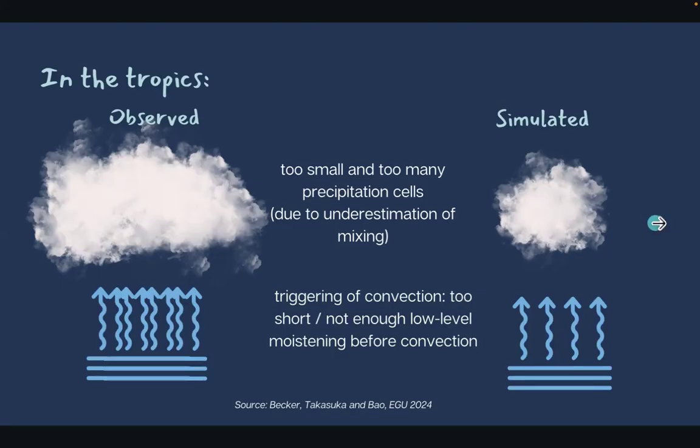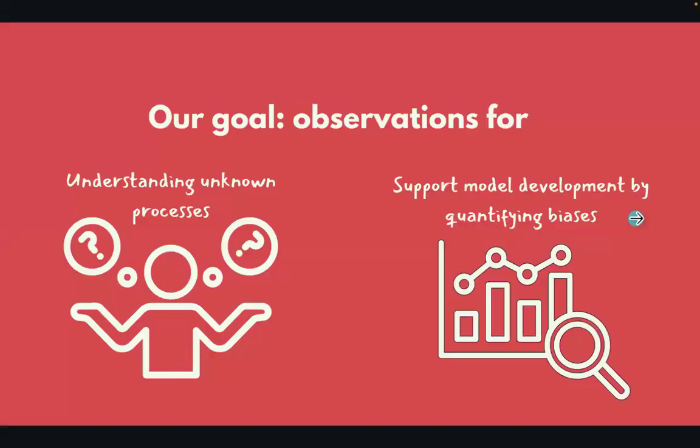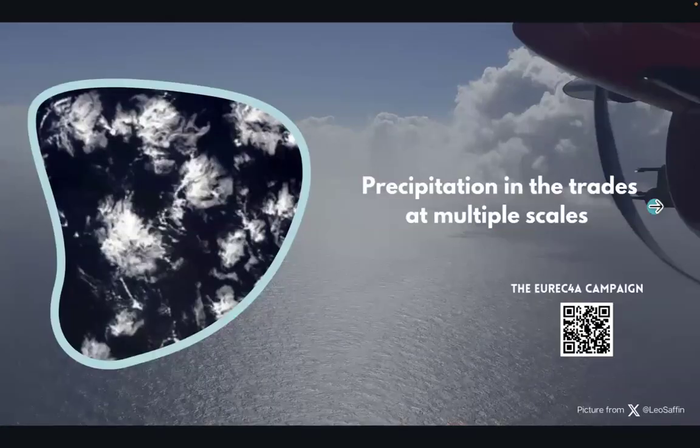Here, to understand if these hypotheses are real, and if we are going in the right direction to correct the model, observations play a huge role. So our goal with this work is to provide observations that can, on one side, help to understand the unknown processes we are dealing with when we look at precipitation. At the same time, we hope these observations can support model development and the quantification of the biases, so model evaluation somehow. I hope I could motivate a little bit why it's worth looking at precipitation in the trades.